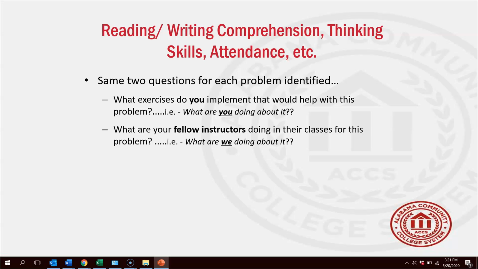So same two questions for any problem that we identify. And that is, what do you plan to do? What are you doing about it? Now you may not be doing anything, but that's the question. What am I doing about it? I heard my dad ask me this so many times growing up that I started asking my own self before I went to him, which is exactly what he wanted. He's building those quote unquote leadership skills in his own children. So if you don't know what you're doing, the next question will be, well, what are your fellow instructors doing about this problem? In other words, what are we doing about it if I'm not personally doing anything?